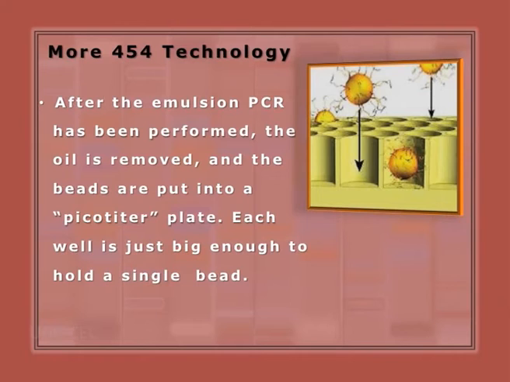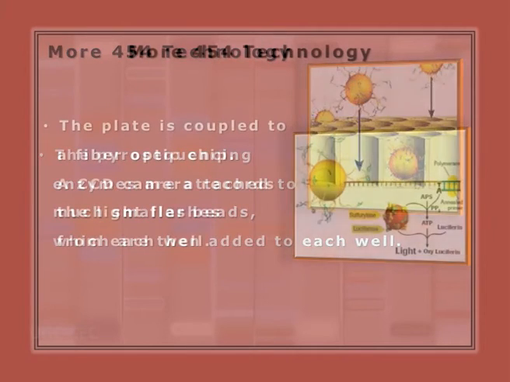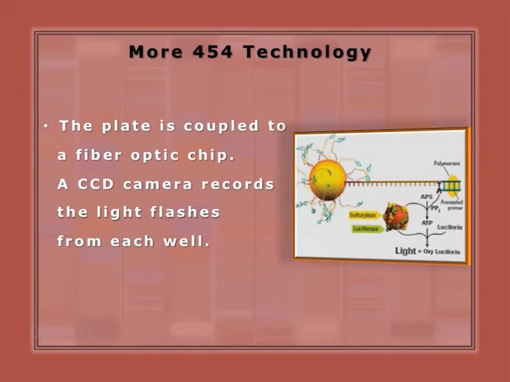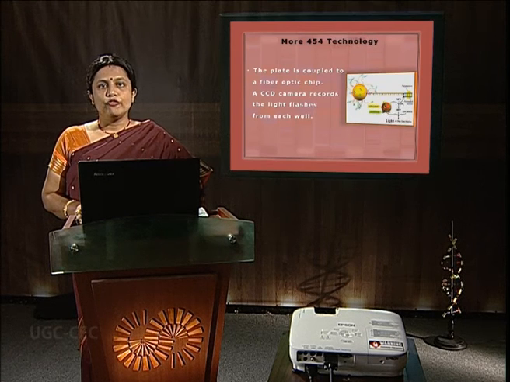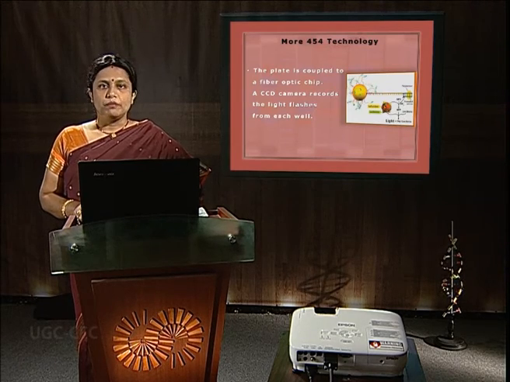After that, as you can see here, this PCR amplified product is introduced inside a picotiter plate, and the size of the picotiter plate is such that it can incorporate a single bead only. Then the pyrosequencing enzymes are attached to these beads, and added nucleotides are read with the help of a reader using fiber optic chips, and a CCD camera records the light emitted from each of the wells. Thereby we can get hold of the sequence of the DNA. Here the principle is based on pyrosequencing technology.